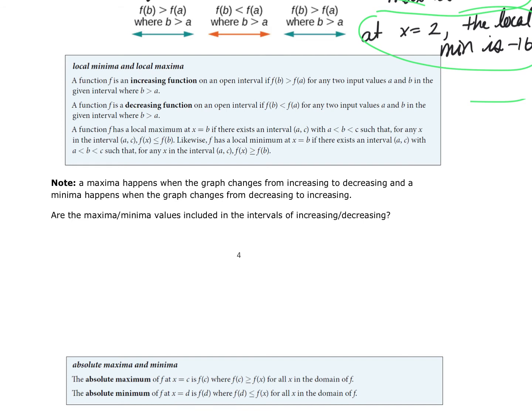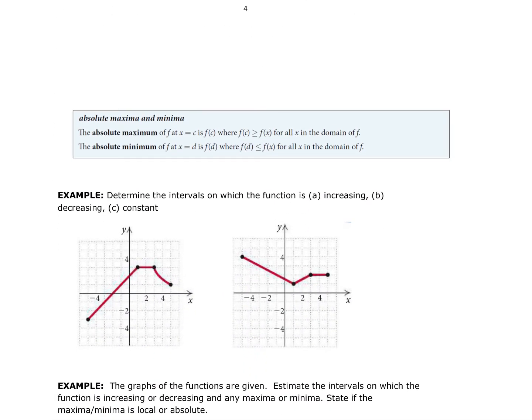So remember, the endpoints of the intervals of increasing and decreasing, which are the extrema or the maxima and minima values, are not included in the interval of increasing and decreasing. Here is absolute. Absolute will happen in which we have the endpoints. So we talked about endpoints. Let's take a look at this. Right here, this is the lowest point, and it is an endpoint, and there's a dot, so that is included.